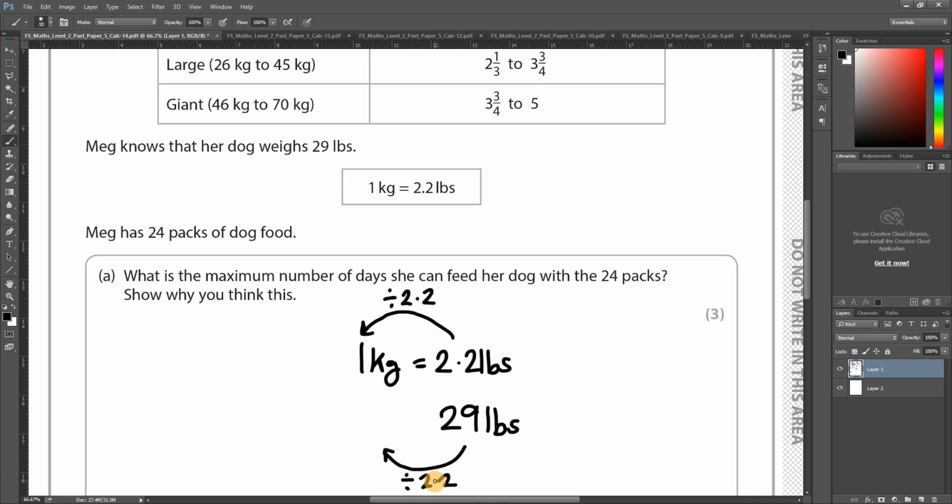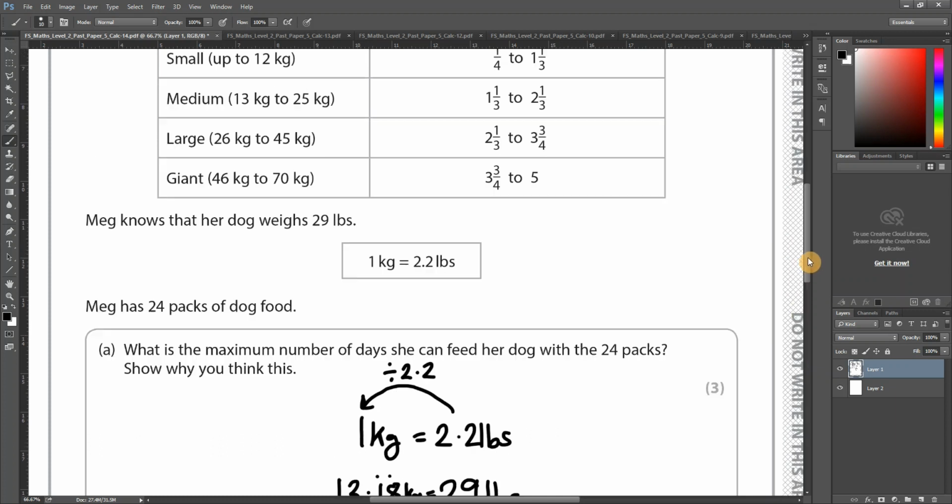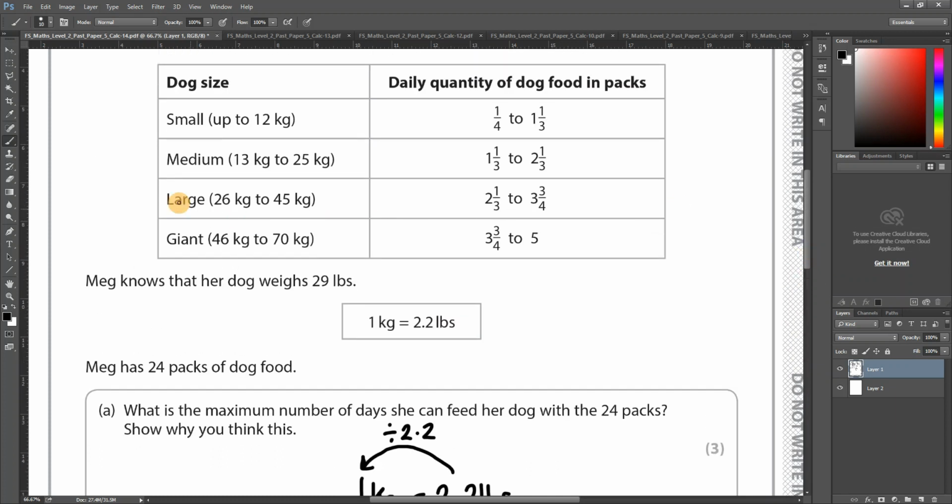Let's do that on the calculator. 29 divided by 2.2. That gives you, okay, looks a bit weird, 13.18 kilograms, and you've got 2 recurring decimals here and here. So you can just call it 13.18 if you wanted to. It's absolutely fine. All right, that's the first bit. So if the dog is, let's call it 13.18 kilograms, that means it's definitely a medium dog.